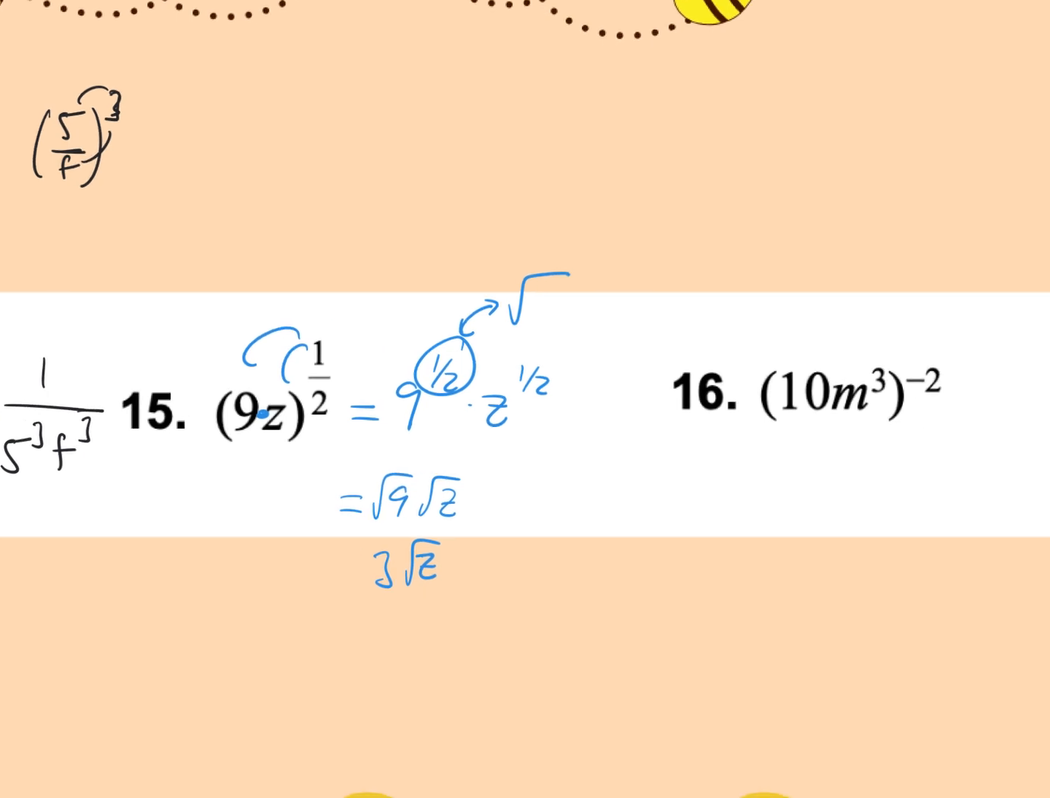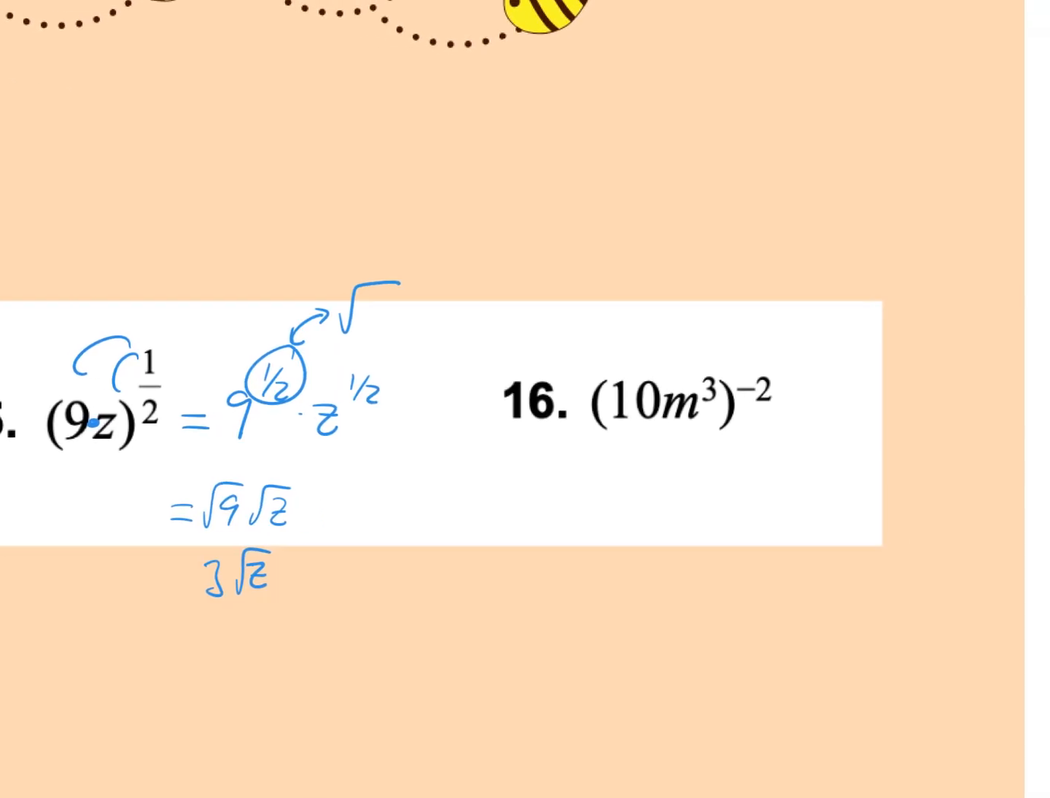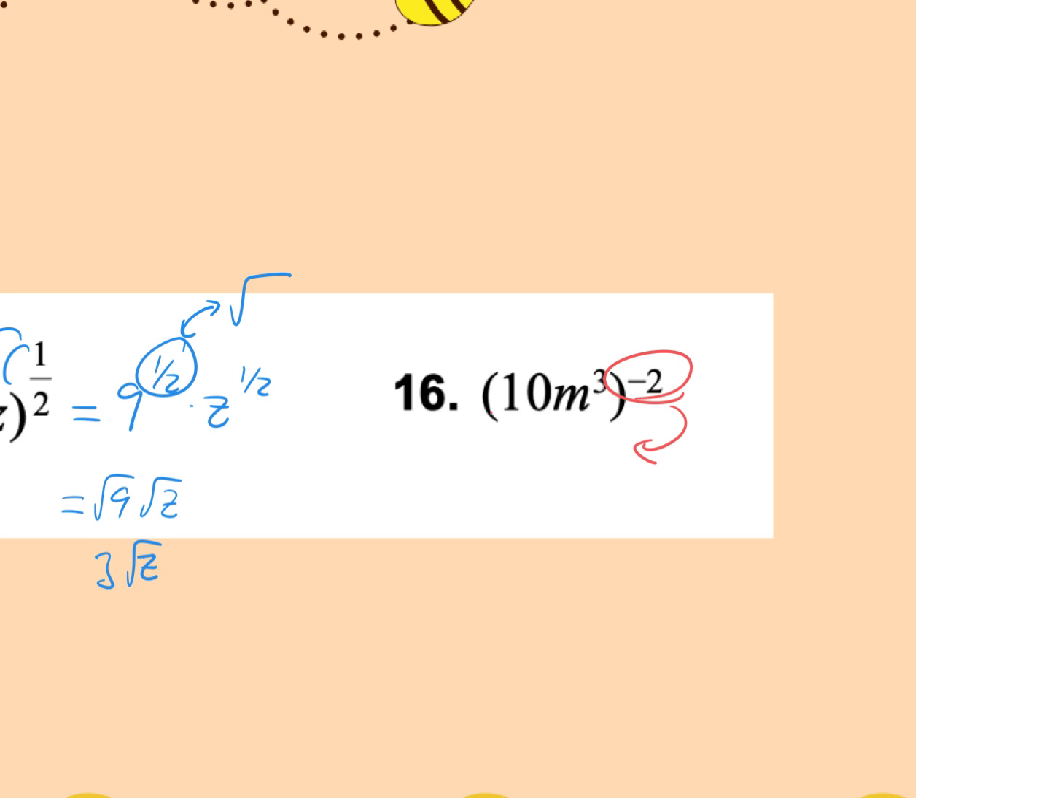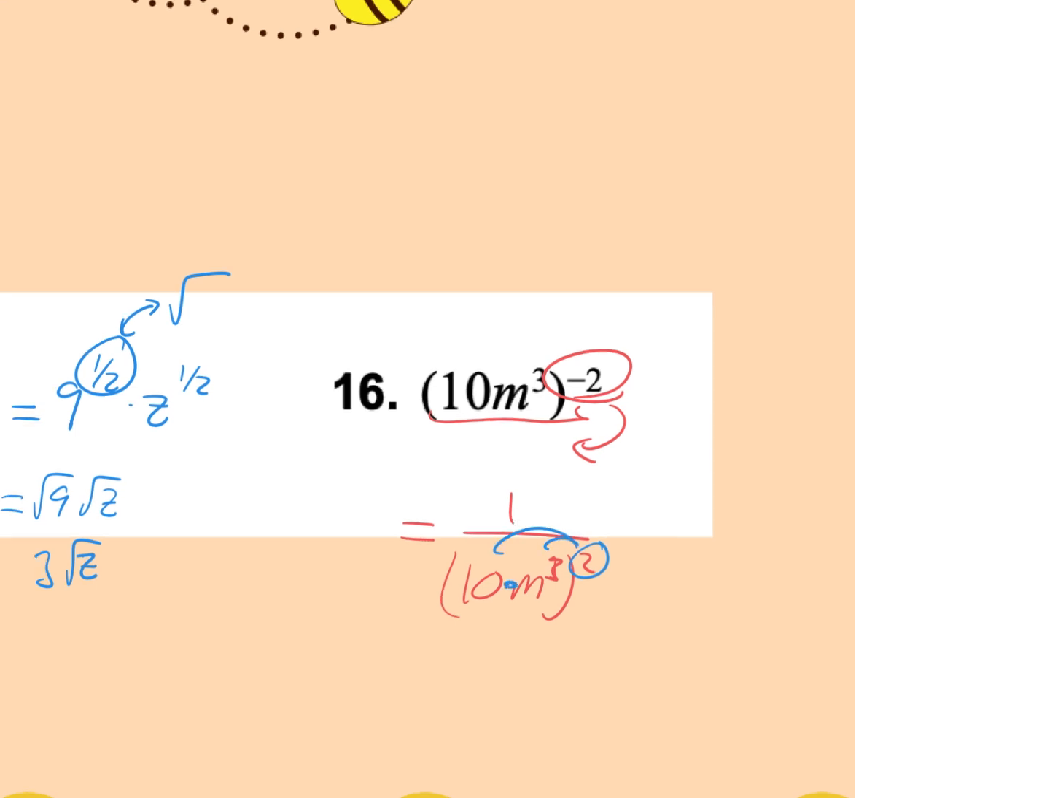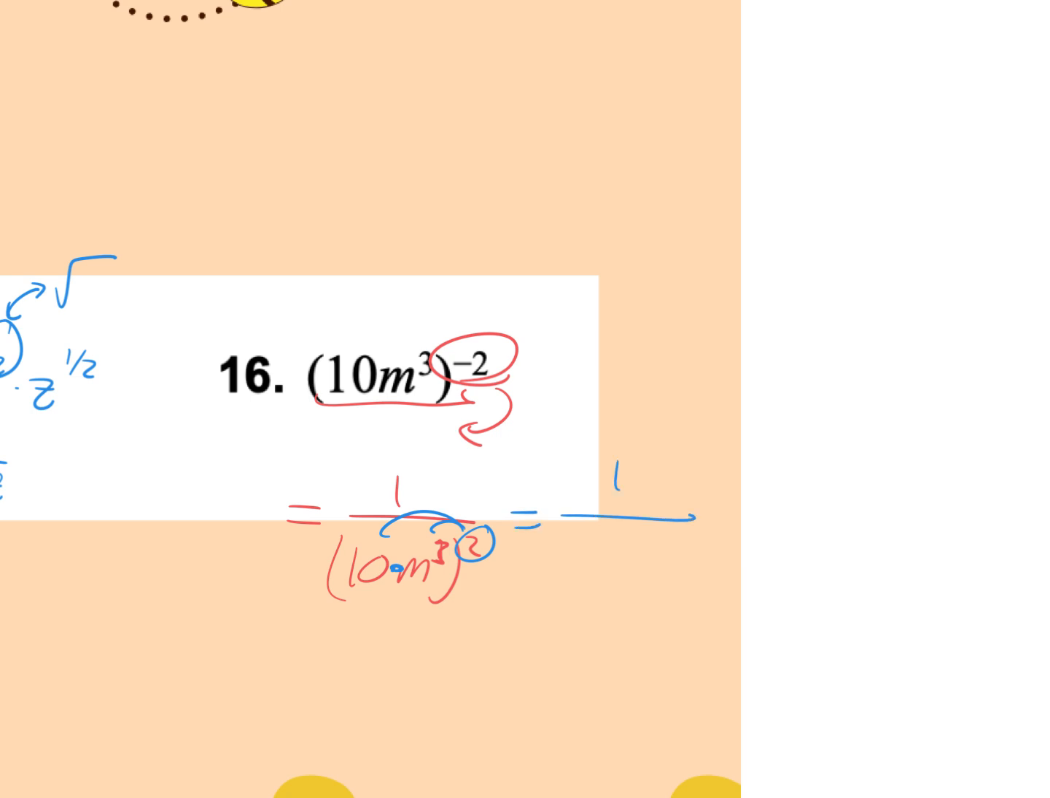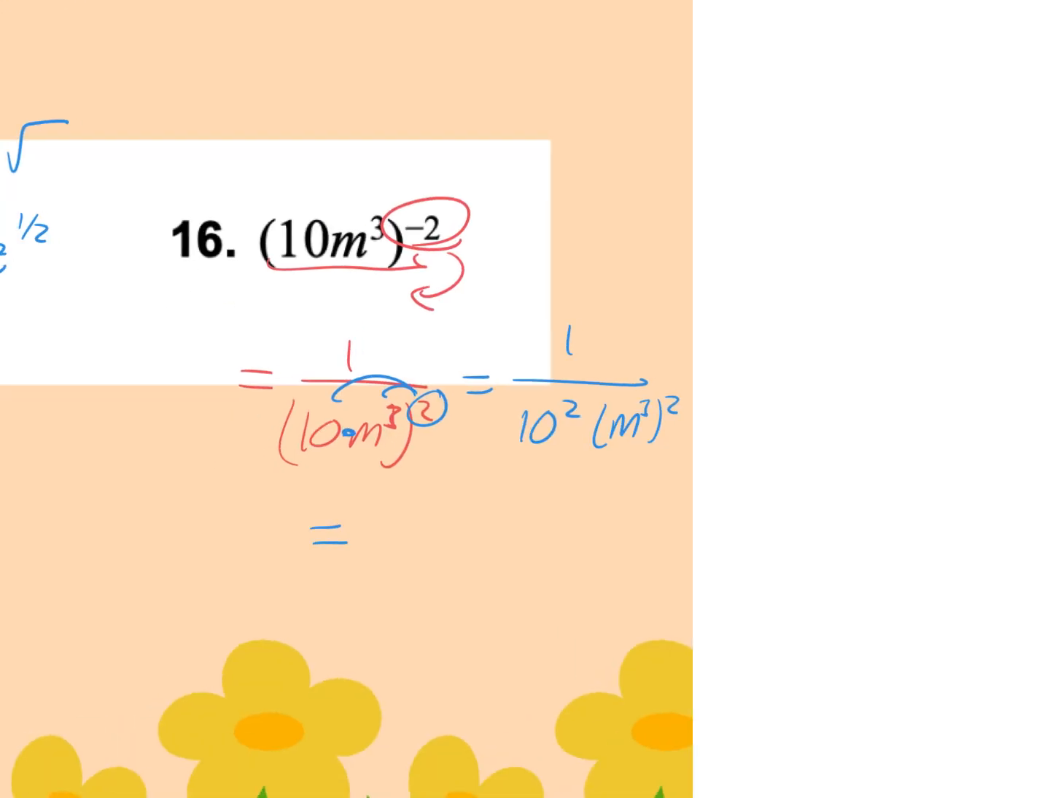All right. And now let's do this last one. So once again, I see a negative in the exponent. I would first take care of that negative exponent. So to take care of that -2, I would bring this whole thing to the bottom. All right, so then this becomes 1 over 10m to the third to the second power. All right, and then that 2 in the exponent, because 10 and m to the third are factors, I can distribute that exponent. So this is going to become 1 over 10 to the second times m to the third to the second. Now 10 to the second, I know that that's going to get me 100.